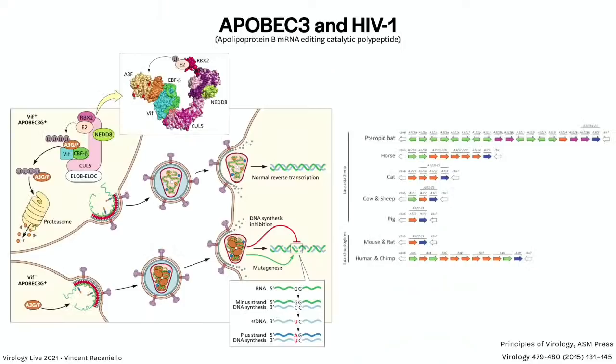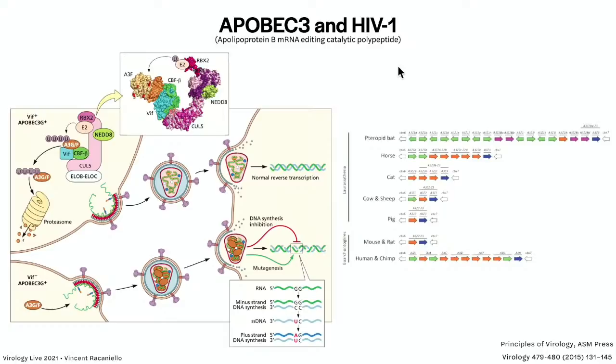Another intrinsic defense comprises a set of proteins called APOBEC. APOBEC stands for apolipoprotein B mRNA editing catalytic polypeptide. I know we have a lot of abbreviations in science, but you don't want to keep saying the name of this protein over and over, APOBEC. And there are multiple genes encoding APOBEC in animal genomes and mammal genomes.